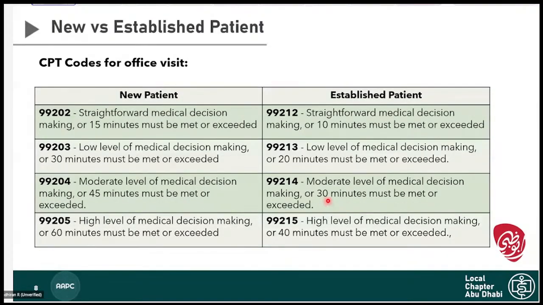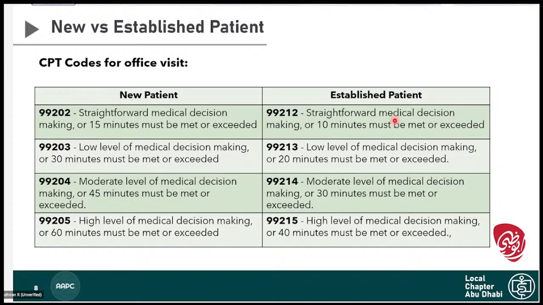So next we will discuss which CPT codes are available for office or outpatient visits. We discussed two types, right? The new patient CPT codes come under 99202, 99203, 99204 and 99205. 99202 is straightforward medical decision making, or a minimum of 15 minutes must be met or exceeded. 99203 is low level of medical decision making, or a minimum of 30 minutes must be met or exceeded. 99204 is moderate level of medical decision making, or a minimum of 45 minutes must be met or exceeded. 99205 is high level of medical decision making, or a minimum of 60 minutes.